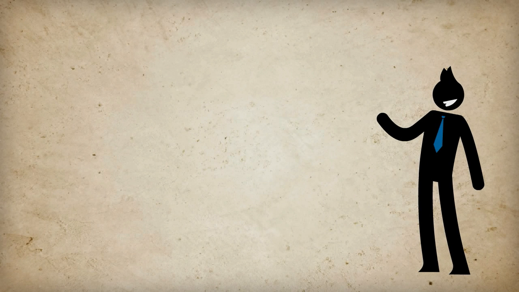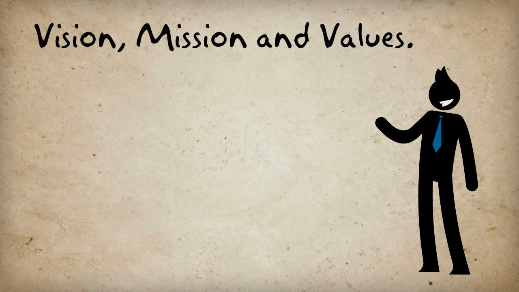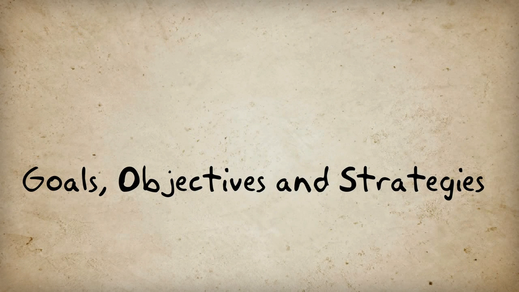To set an accurate balanced scorecard, first we have to identify clear and simple vision, mission, and values, each of which play an essential part in setting the framework to identify goals, objectives, and strategies.